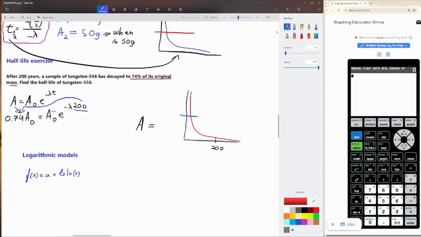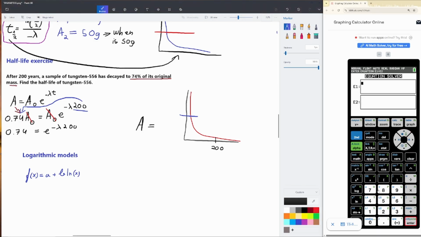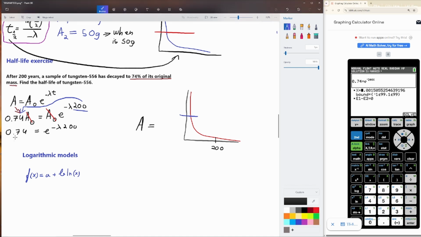Then you use simple algebra. You know that you can cross them off. Then you get 0.74 is equal to e to the power of negative lambda times 200. And then you should know how to use your numerical solver. You go to 0.74 is equal to e to the power of, I'm just going to put negative 200x. Then you're going to solve, and you're going to get a very small x, obviously.